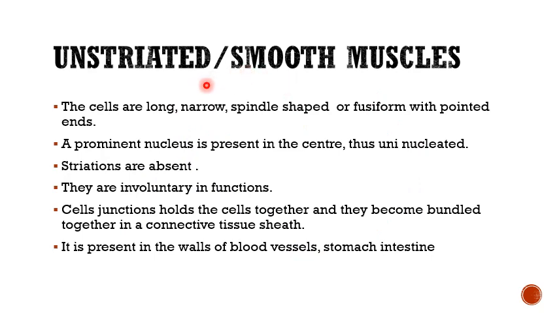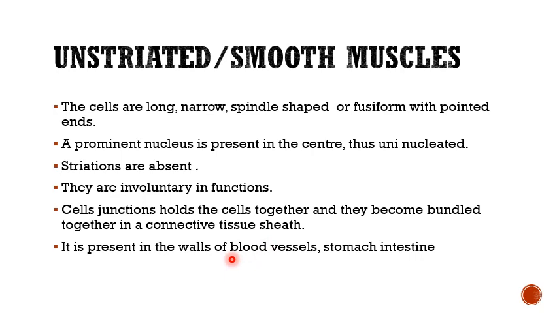Next is unstriated or smooth muscle. They are long, narrow, spindle shaped or fusiform with pointed ends. A prominent nucleus is present in the center, thus uninucleated. Striations are absent, meaning no light and dark bands are present. They are involuntary, meaning the action is not under our control. Cell junctions hold the cells together and they become bundled together in a connective tissue sheath.